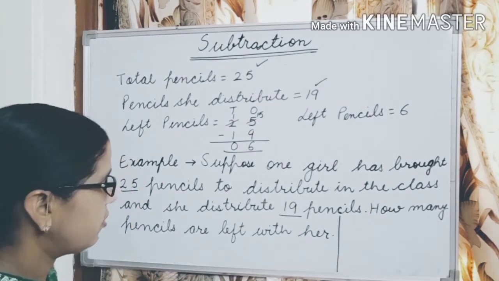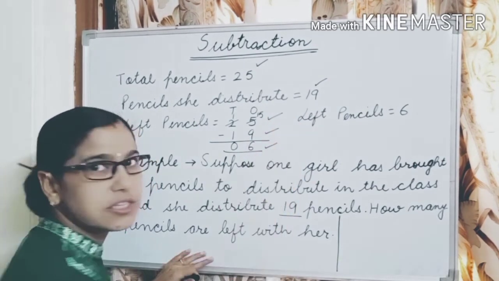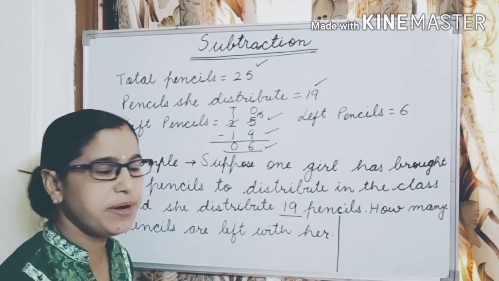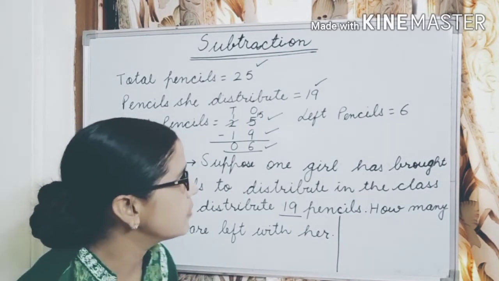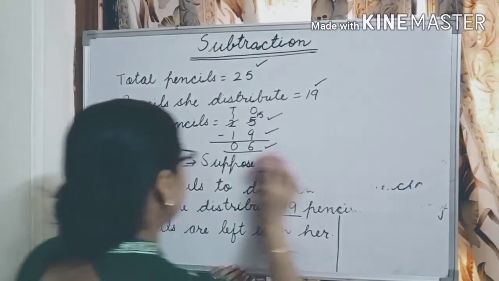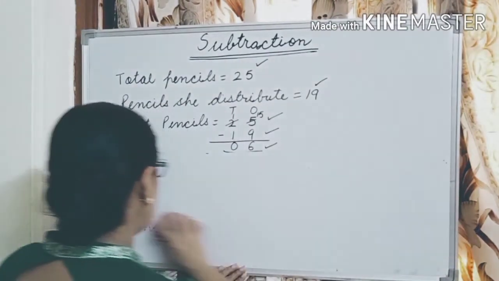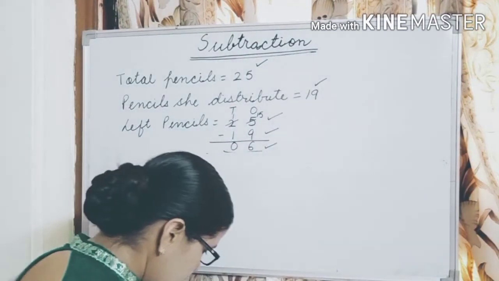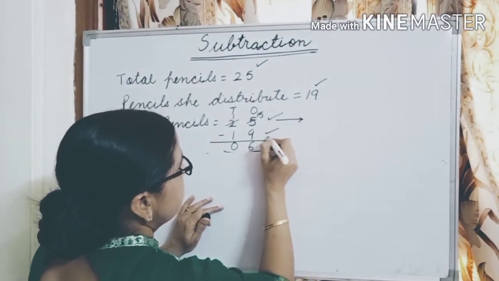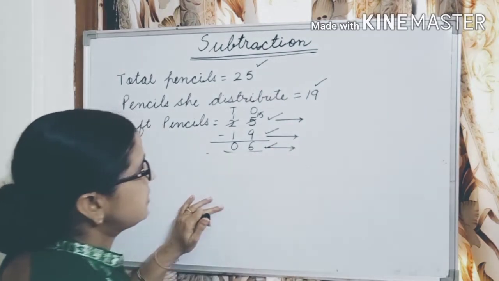Now, do you know what we call these terms? This 25, this 19 and this 6. Some particular names are given in our mathematics terms. So, we will learn about them also. What do we call these terms? See, I am going to tell you. You will understand and revise with me. What do we call this 25, what do we call this 19, and what do we call this 6?